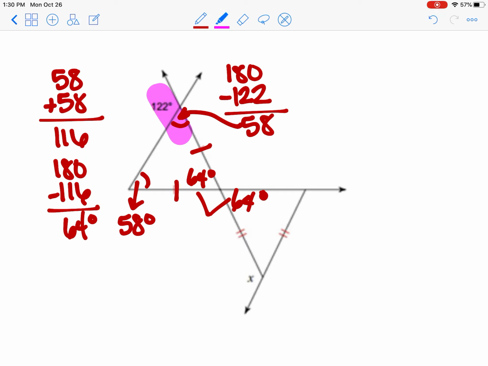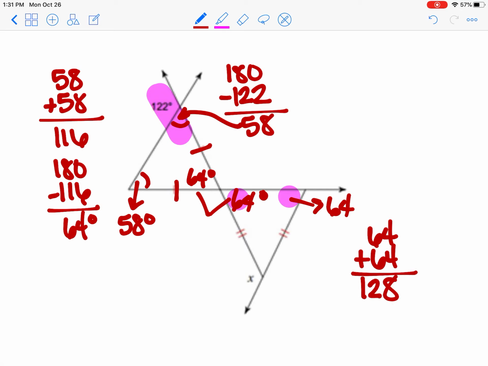I have another isosceles triangle, so if I know my legs are congruent, so are my base angles. I'll mark those in pink. So both of those would be 64. I could use my triangle sum theorem, add up my 64, which gives me 128.